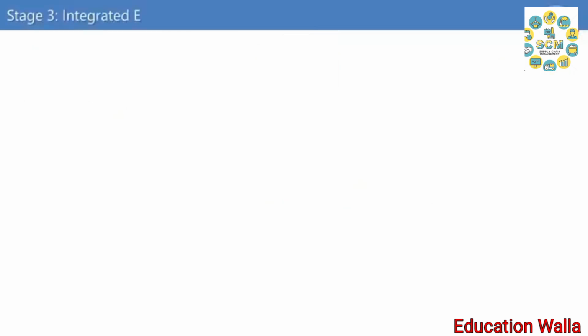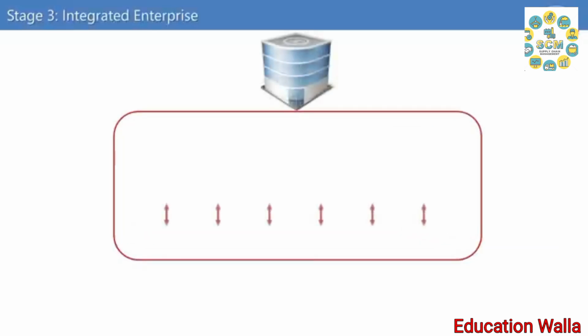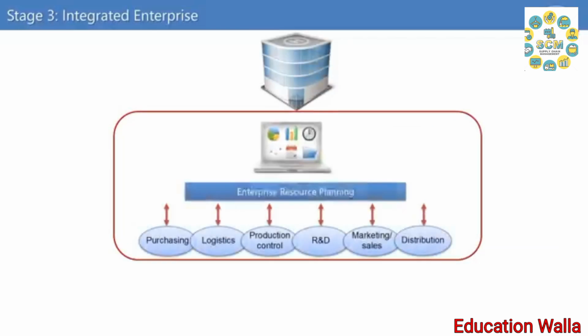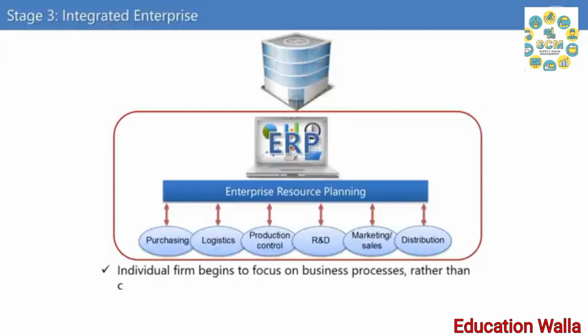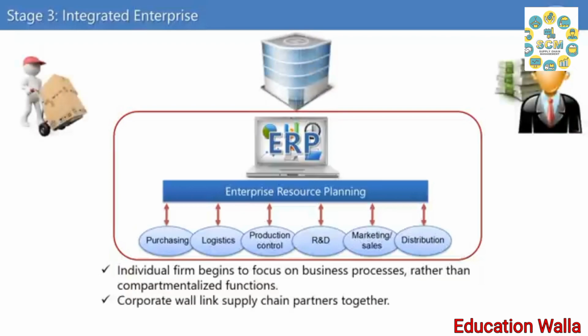Stage 3. Integrated enterprise. These organizations are fully integrated between departments using enterprise resource planning, or ERP. This is a prelude to end-to-end supply chain management, as explained in the exhibit below. The individual firm begins to focus on business processes rather than compartmentalized functions. A corporate wall links supply chain partners together.